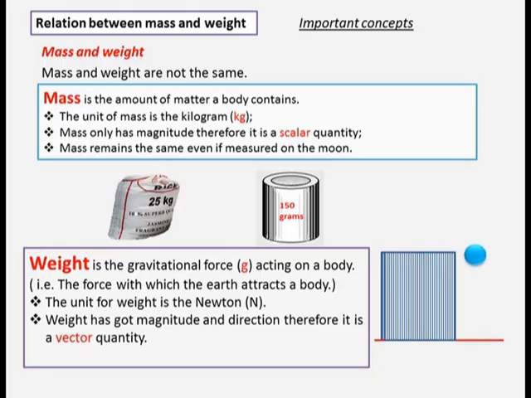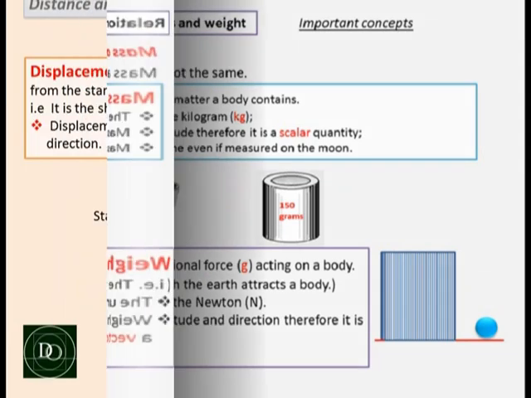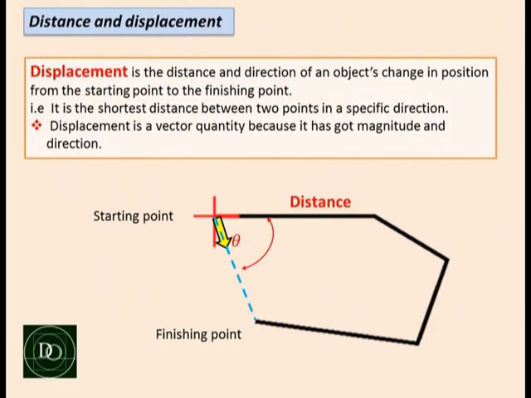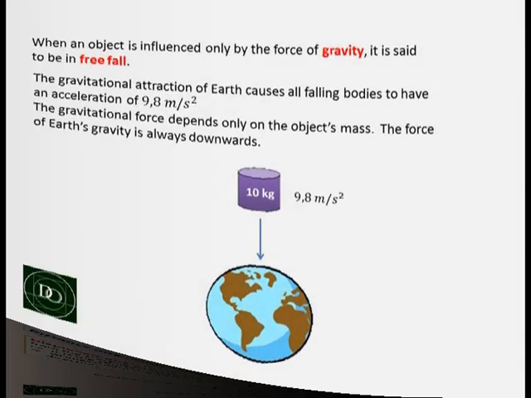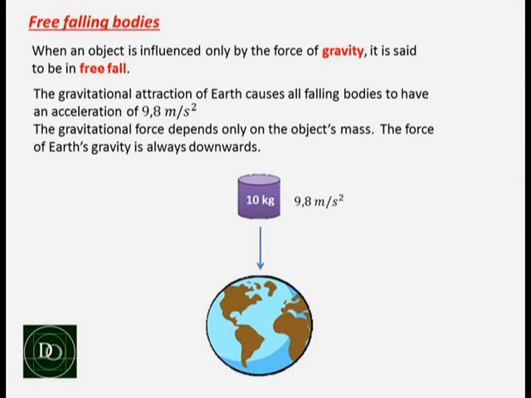Science in one demo video. The force with which the Earth attracts a body. The distance and displacement. Displacement is the distance and direction of an object's change in position from the starting point to the finishing point. It is free-falling bodies.